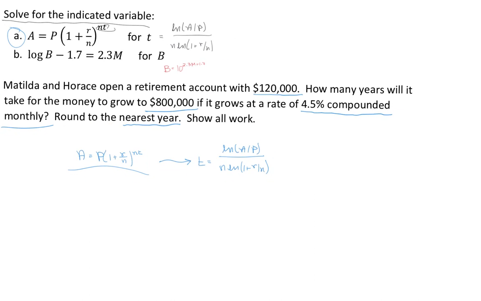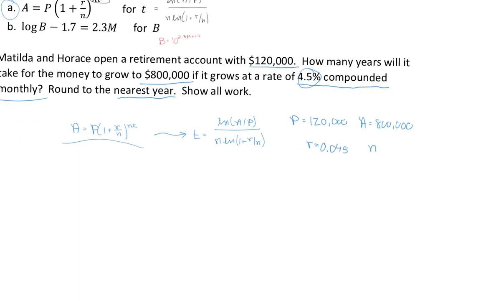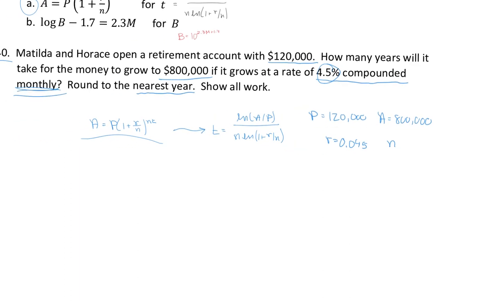Our beginning value, P, is equal to 120,000. And our amount at time t, A, is equal to 800,000. Now we know that the rate is 4.5%, which is the same as 0.045. And lastly, n is the number of times it's compounded per year. If it's compounded monthly, that means we do it once a month, so we compound 12 times a year.